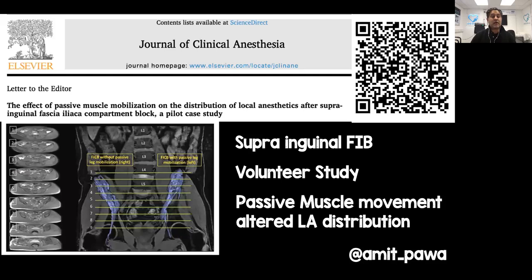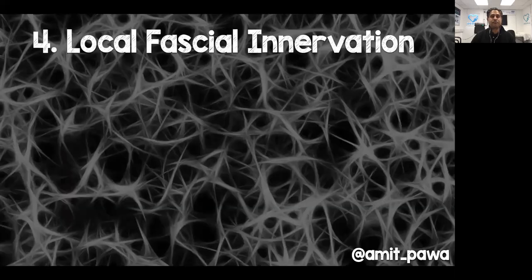So this is a study now trying to look and see whether it made a difference. It took one volunteer and they performed a suprainguinal fascia iliaca block. On one side, they did nothing. And on the other side, they did passive movement of the muscle to mimic what might happen within a hip replacement. And lo and behold, by passively moving the limb, it altered the spread and the distribution of local anesthetic. So there's a proof of concept that that process may have an impact.